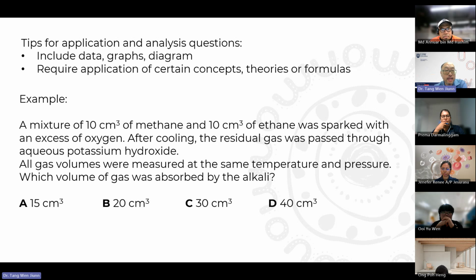If you want application questions, you must have something for them to process. For example, if you include data, a graph, or diagrams, then your questions will be based on those items, and that will trigger the students to think. If it requires thinking, then you will have achieved the application and analysis question. Also, the questions have to use certain concepts, not be straightforward.